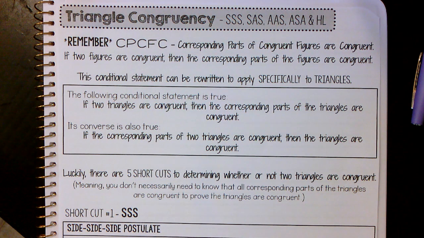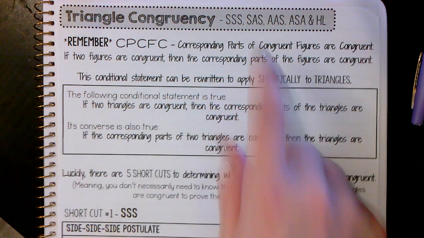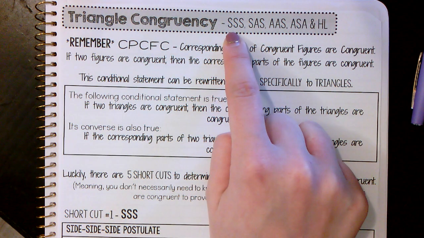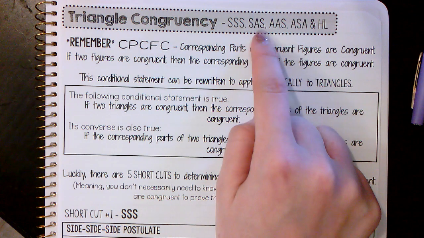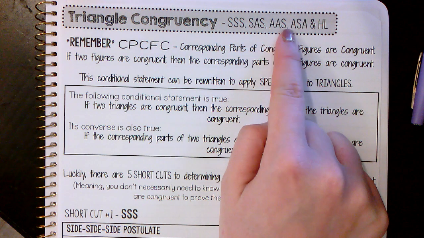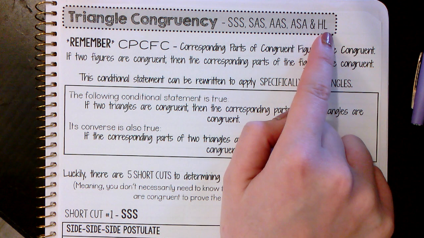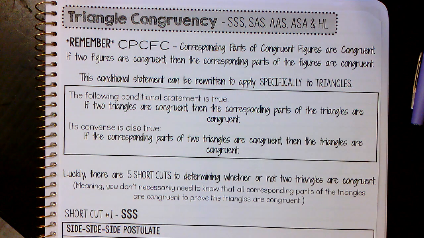So we're talking about triangle congruence, and we have different rules. We have all of these abbreviations. So I like to say side, side, side, side, angle, angle. I do that one backwards. Angle, side, angle, and then hypotenuse, leg. So we're going to get into each one of those rules or postulates and why they're true.